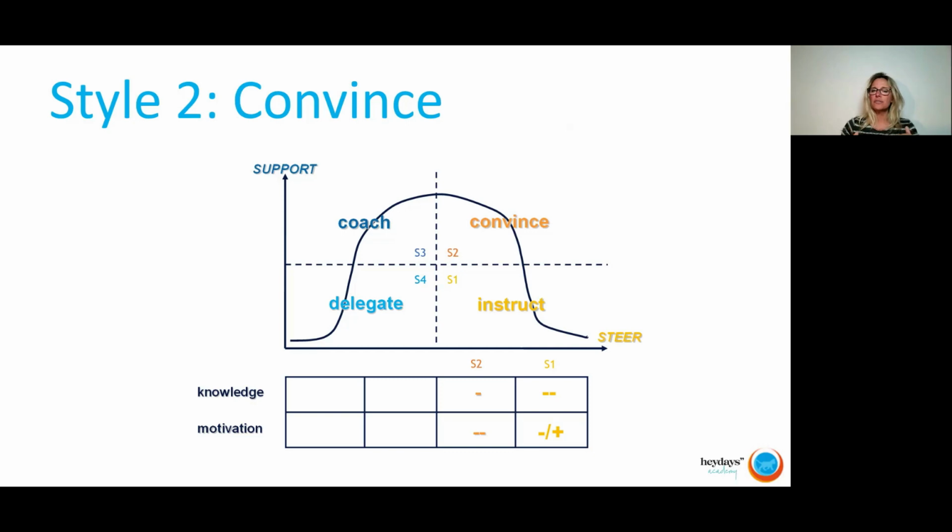In the second situation, the employee already has a little bit more knowledge, but not enough to let go. He still needs to be guided and supported. The development of motivation or readiness is rather a cyclical process. It has ups and downs.